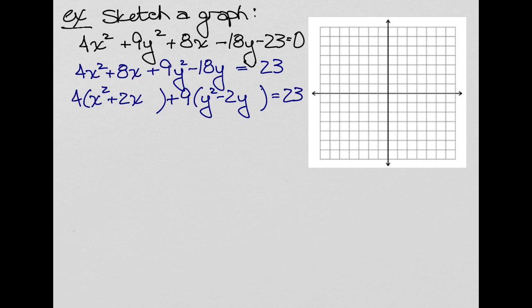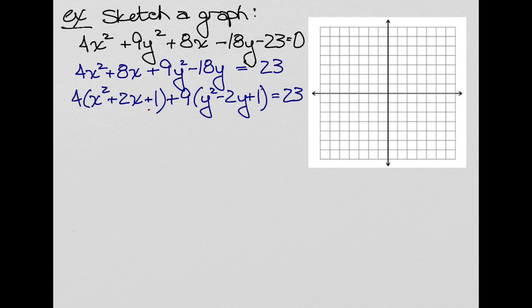Okay, completing the square. Coefficient of the x term is 2. 2 divided by 2 is 1. 1 squared is 1. Coefficient of the y term is negative 2. Negative 2 divided by 2 is negative 1. Negative 1 squared is 1. Now we just added some stuff on the left-hand side of this equation, so we're also going to have to add the same things on the right-hand side.